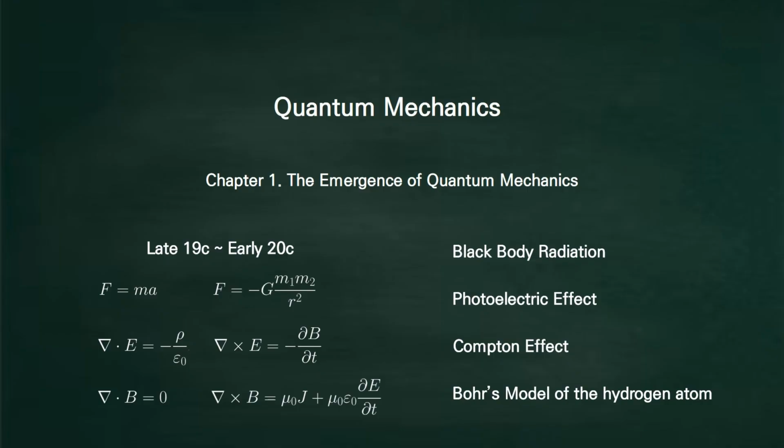In this lecture series, I will cover 4 key examples that illustrate the foundations of quantum mechanics: blackbody radiation, the photoelectric effect, the Compton effect, and Bohr's model of the hydrogen atom. Let's begin with our first topic, blackbody radiation.